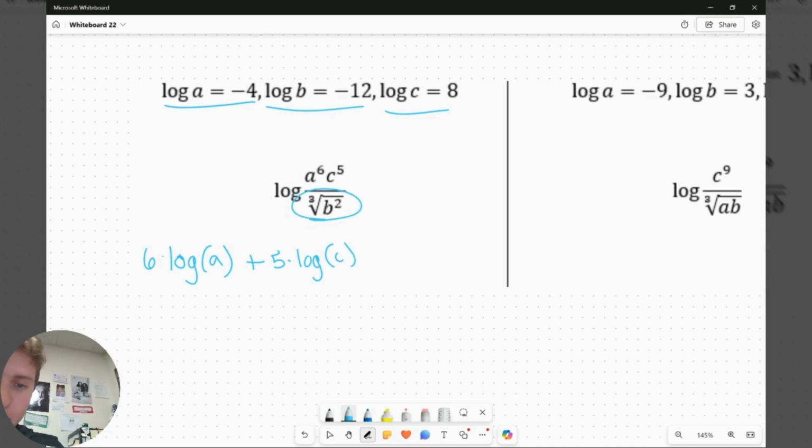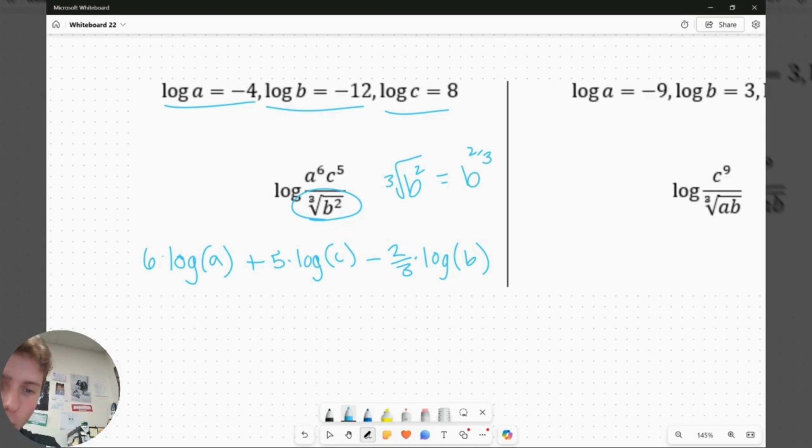This is on the bottom, so that means I'm subtracting. B, the cube root of b squared would be b to the 2/3 as a fractional exponent. So I move that 2/3 out front, and I have log of b there.